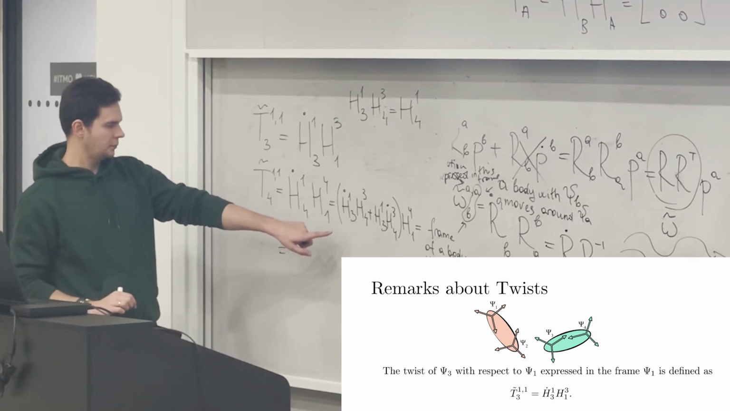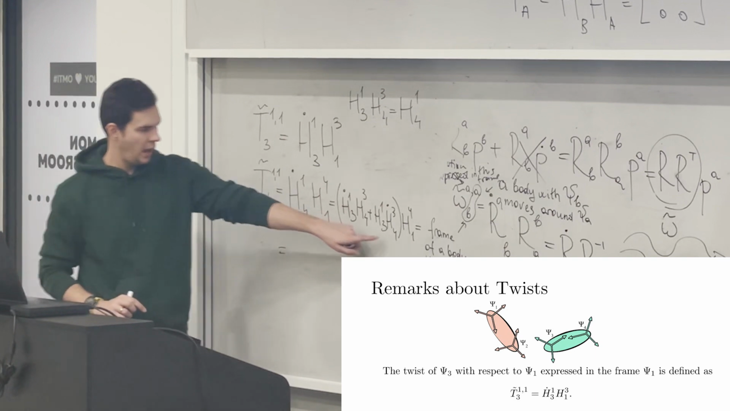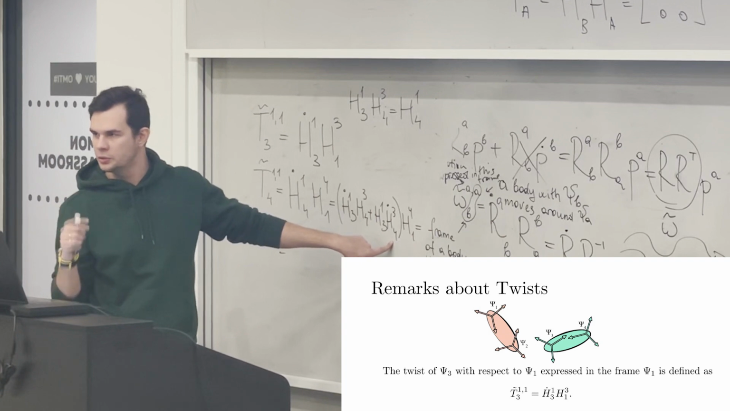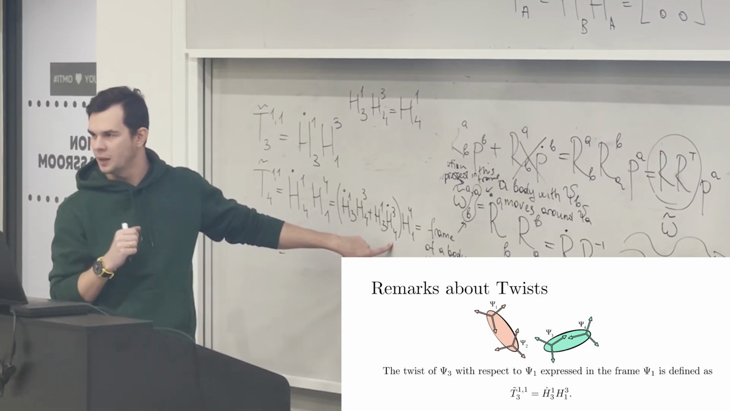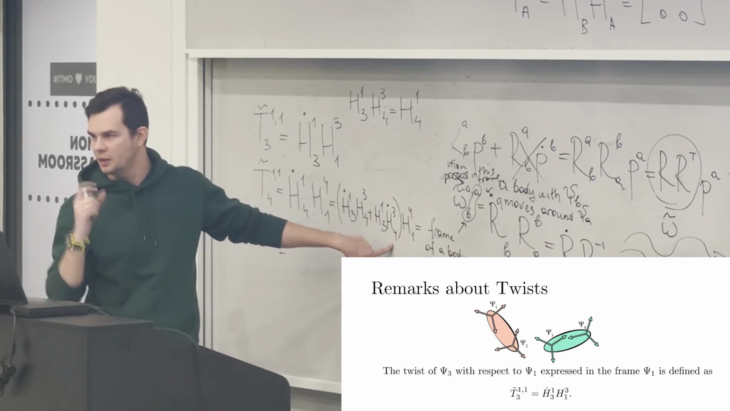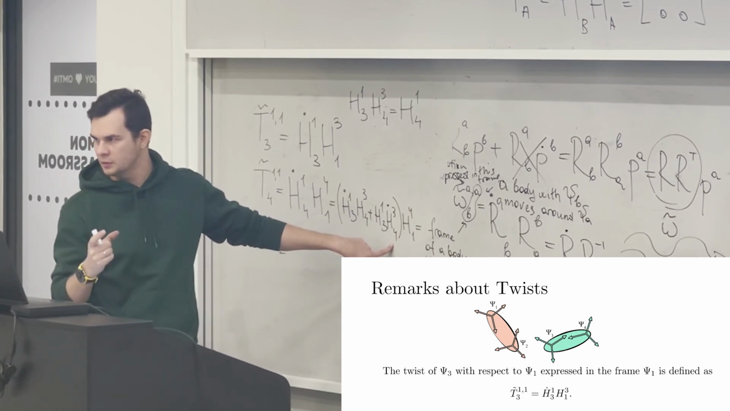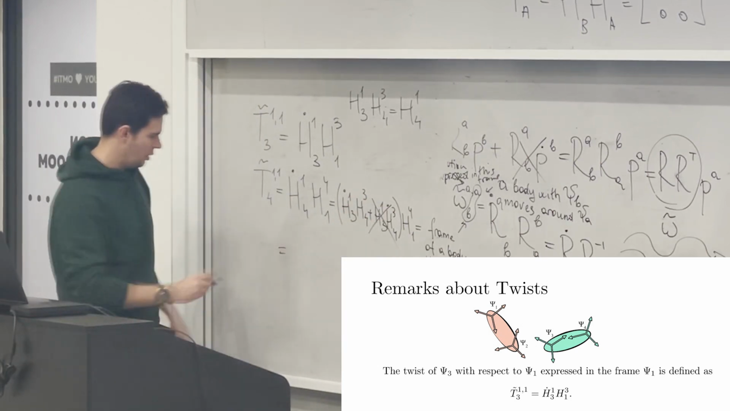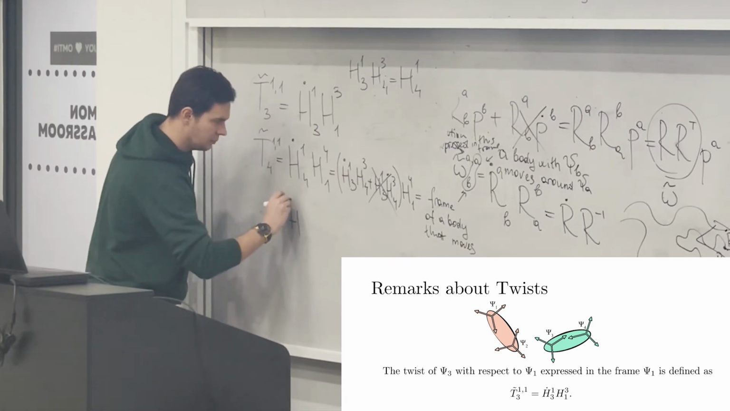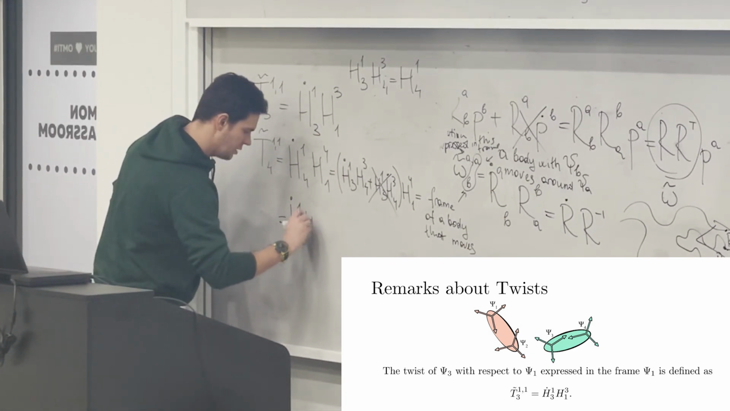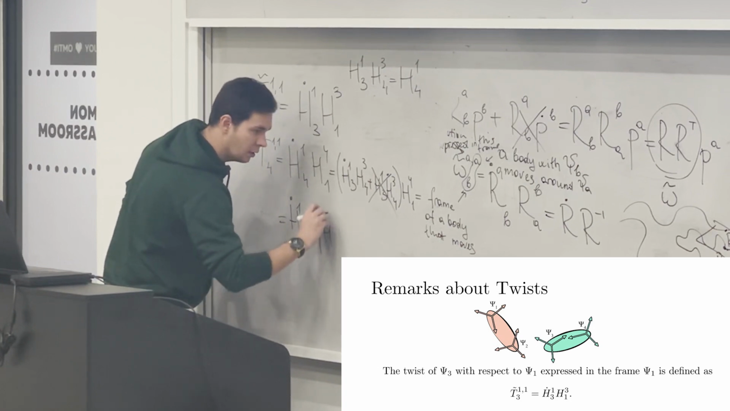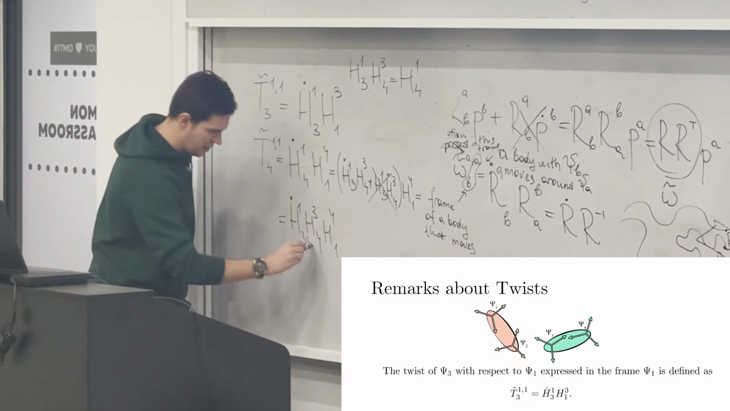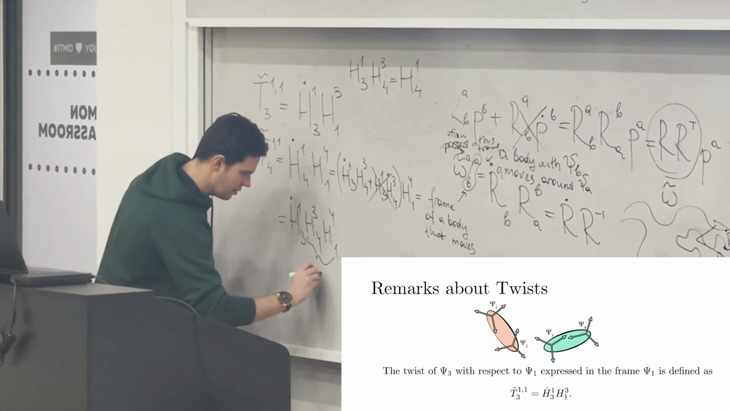So 3 and 4, those frames belong to the green body. And if it is a rigid body, the distance between them is constant. It means that the derivative equals 0. So we need to write H13, H34, H41. And by the chain rule, we know that this thing equals nothing else as, what should I write?